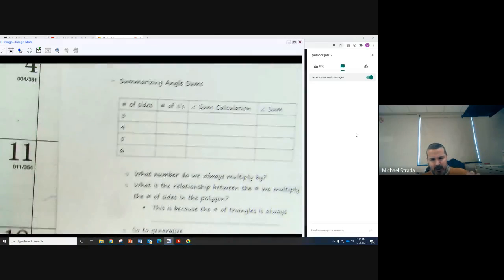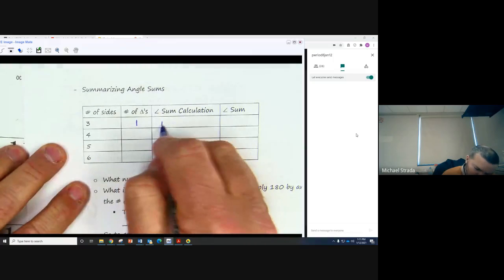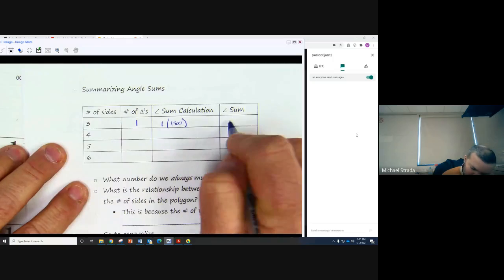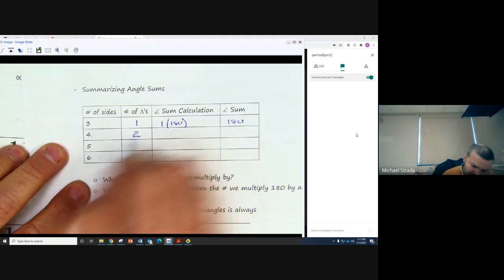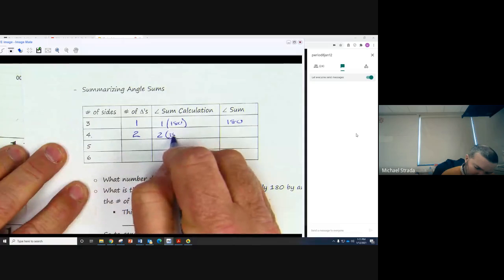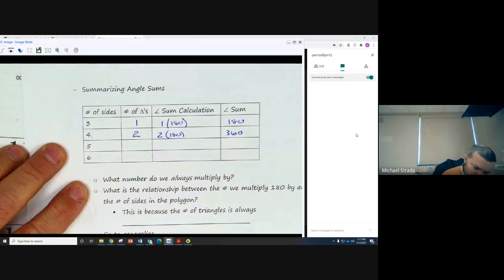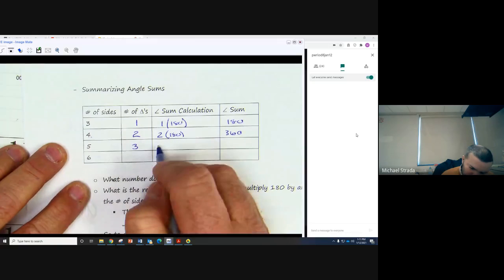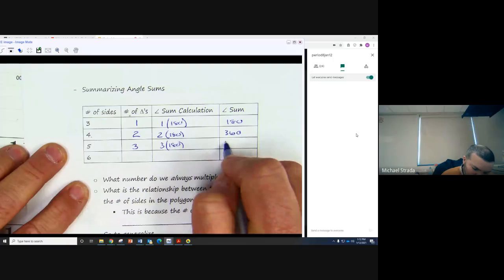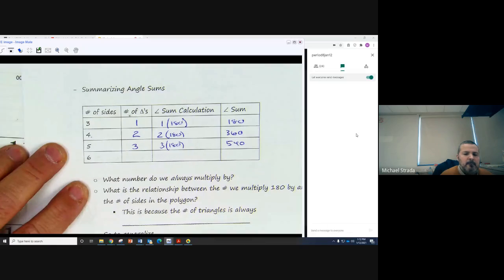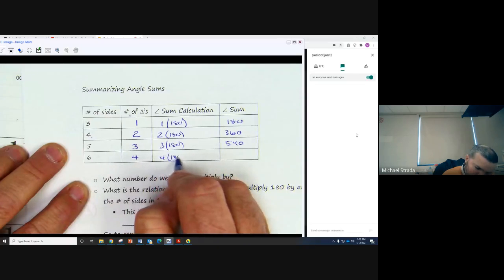When we had 3 sides, we had 1 triangle, so 1 times 180 made it 180. When we had 4 sides, we had 2 triangles. 2 times 180 would be 360. When we had 5 sides, we had 3 triangles, and 3 times 180 is 540. 4 times 180 is 720.